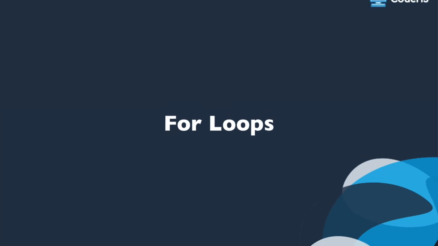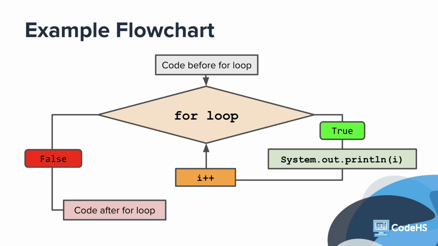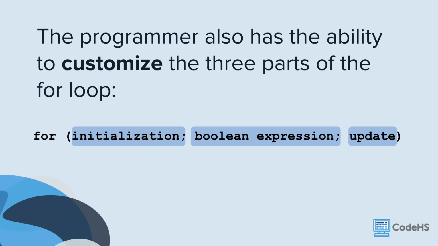Hi, in this video we'll continue learning about for loops. This is a flowchart of the for loop that you examined in part 1 of this video. Notice that the update is a built-in component of how the for loop executes its code and that it occurs at the end of for loop execution. The programmer also has the ability to customize the 3 parts of the for loop.